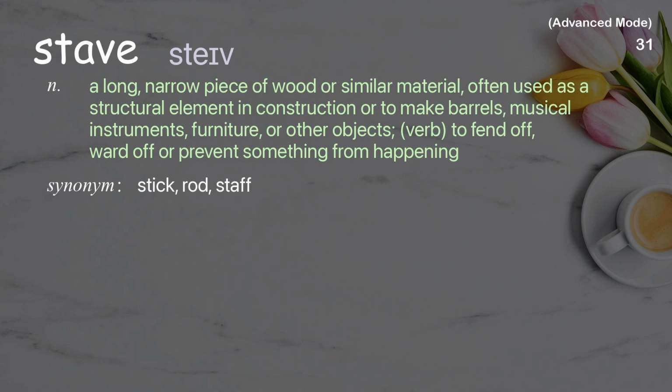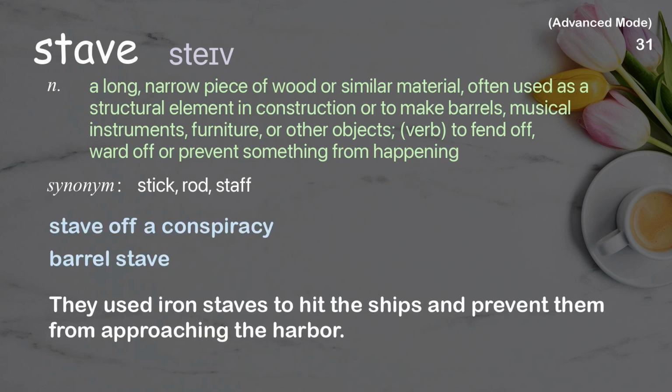Stave. A long, narrow piece of wood or similar material, often used as a structural element in construction or to make barrels, musical instruments, furniture, or other objects. Verb, to fend off, ward off or prevent something from happening. Examples: Stave off a conspiracy. Barrel stave. They used iron staves to hit the ships and prevent them from approaching the harbor.